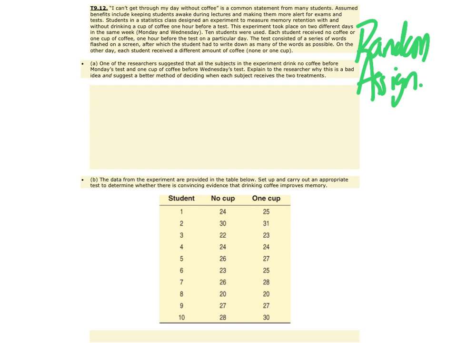Also, some external factors may affect the scores on the days. Perhaps the student didn't get as much sleep on Monday for Monday's test, but they got more sleep on Wednesday's test. So if you randomly assign it, you can control for it. A good way to run this experiment, the better suggestion, would be to randomly assign half of the students to get 1 cup of coffee on Monday, and then the other half to get 1 cup of coffee on the Wednesday. So it's adequately spread out.